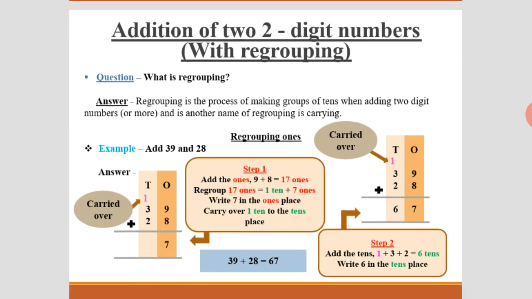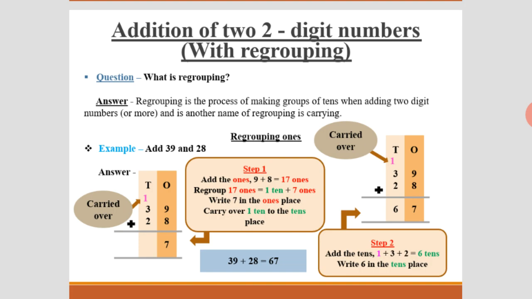Now let's go for another topic. Let's understand this topic, addition of two-digit numbers with regrouping. What does regrouping mean? Regrouping is the process of making a group of tens when adding two-digit numbers. Another name for regrouping is carrying. Now let's understand how exactly regrouping ones works.